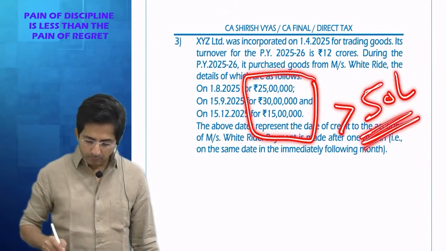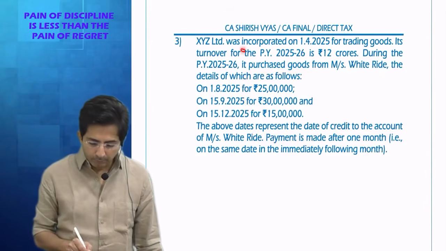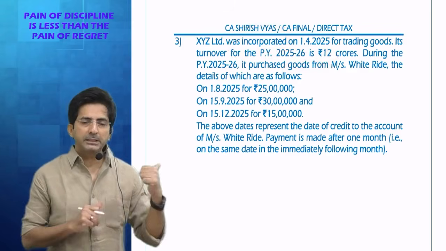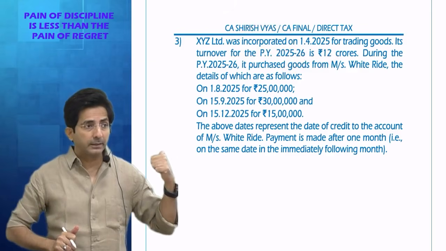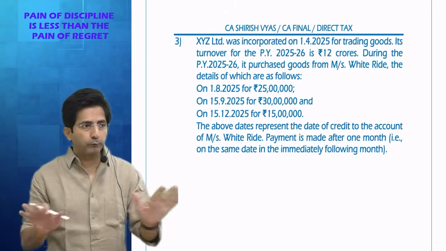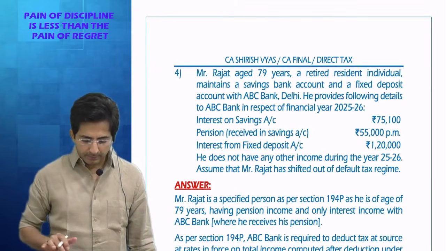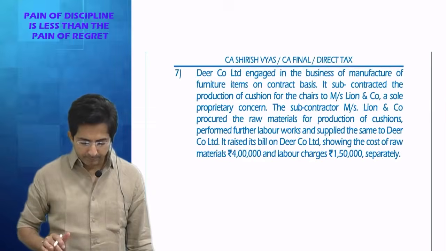We have made purchase of more than 50 lakhs. But because we were incorporated in this financial year only, we don't have preceding year's turnover. So accordingly, that 10 crores turnover of preceding year, that condition is not fulfilled. So TDS doesn't apply. So this was question number 3. Then next was question number 7.